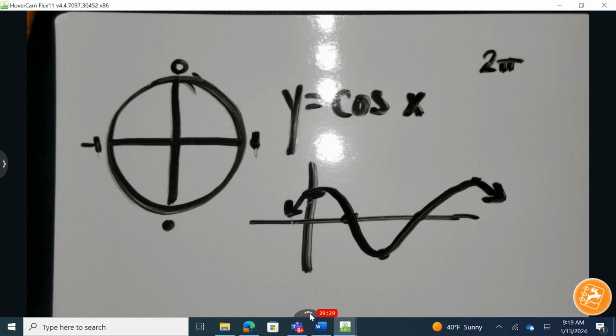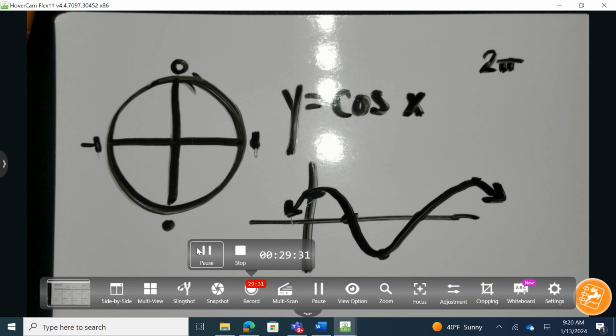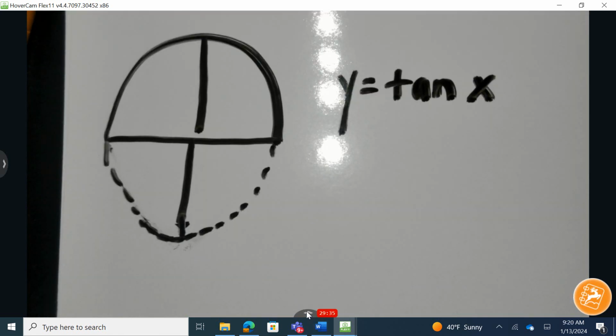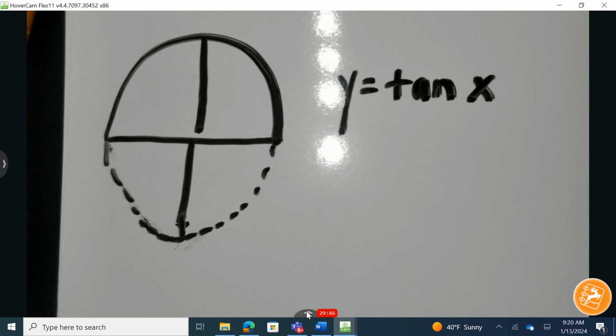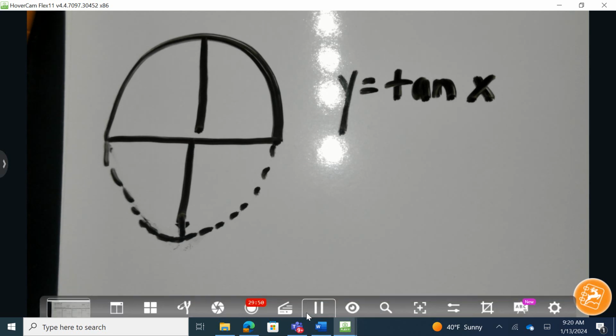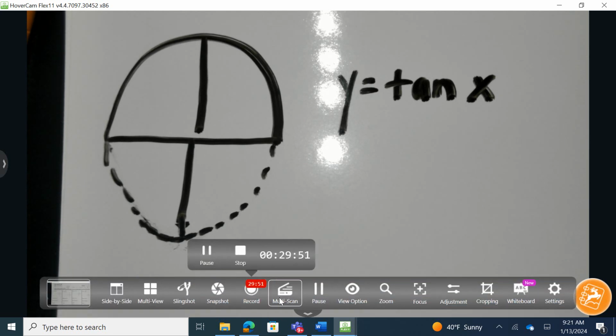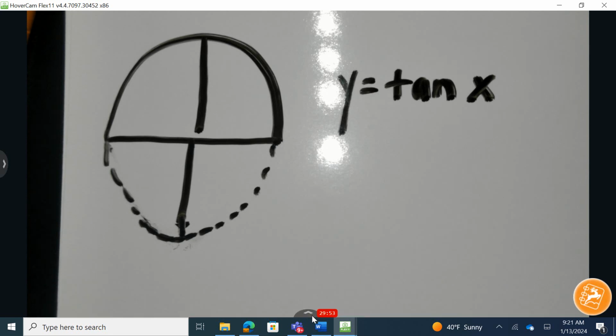So let's now look at tangent. Now, tangent and its reciprocal is different than sine and cosine. With tangent, we only have a phase length of pi. So I'm still going to do 4 steps, but it can only be in the top half.